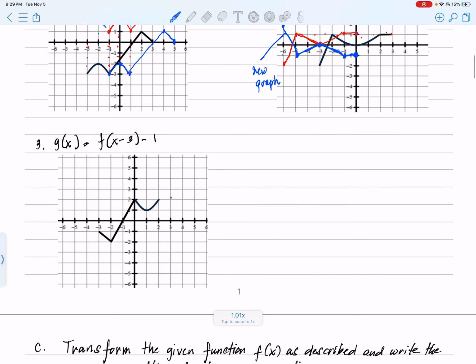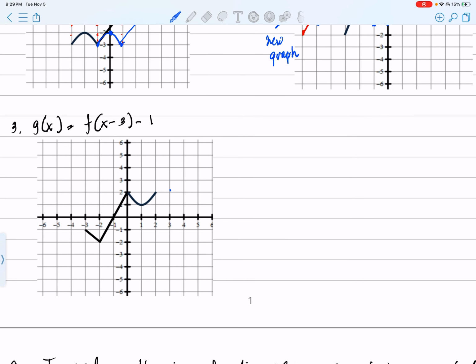Okay, do the horizontal translation, the one that is inside the parentheses. You have to do that first. It will be easier before you do the vertical translation. So this is minus, that means 3 units to the right. Okay, I'm gonna move 3 units to the right. This point will move 1, 2, 3. This will move 1, 2, 3.